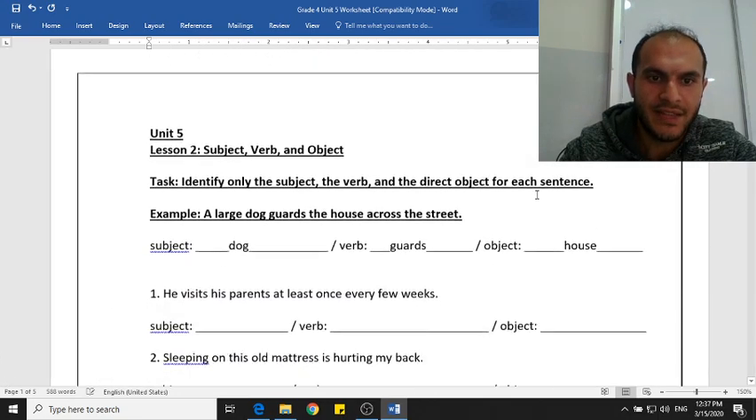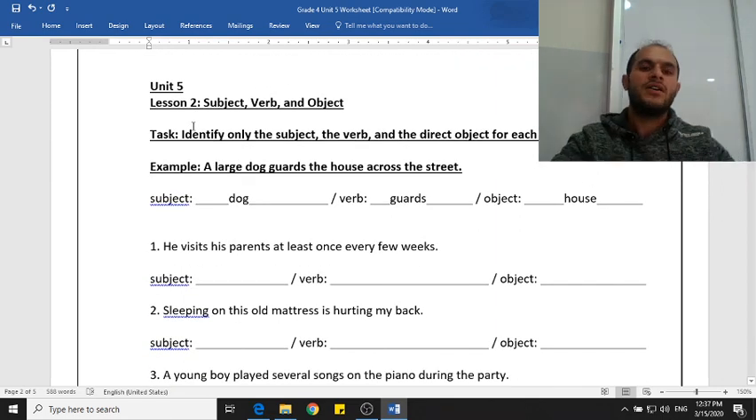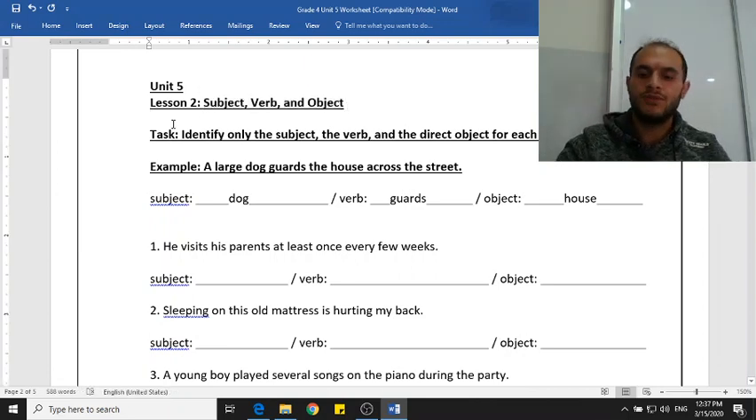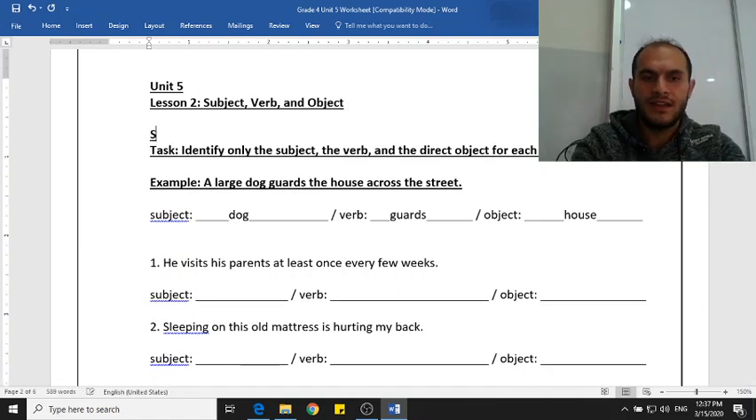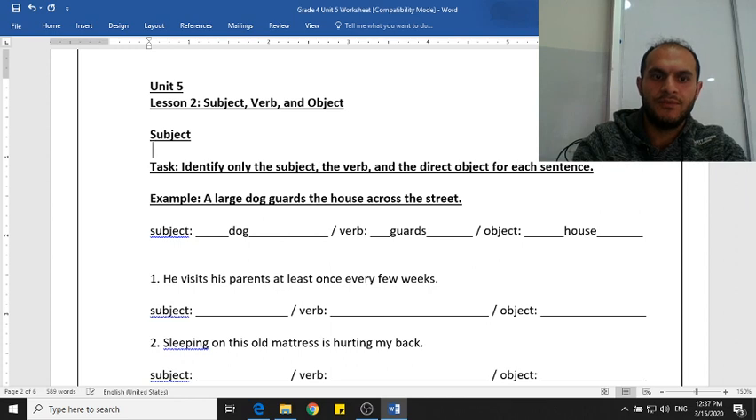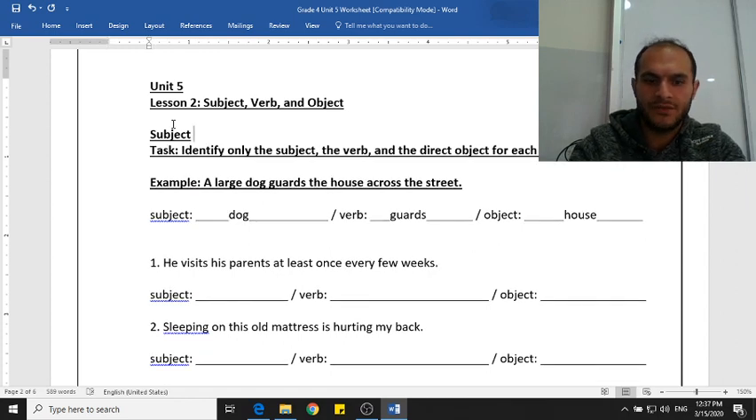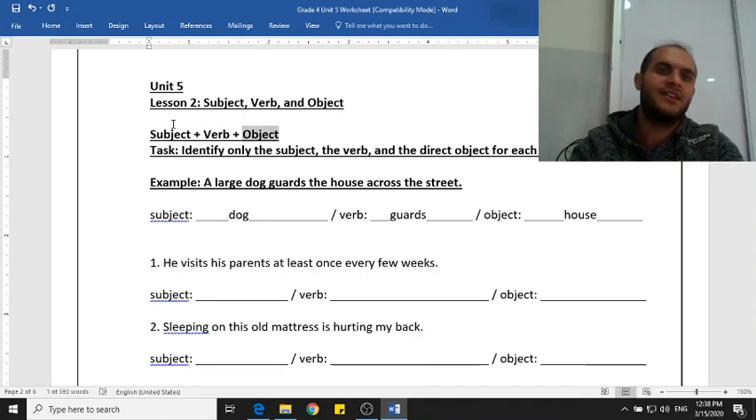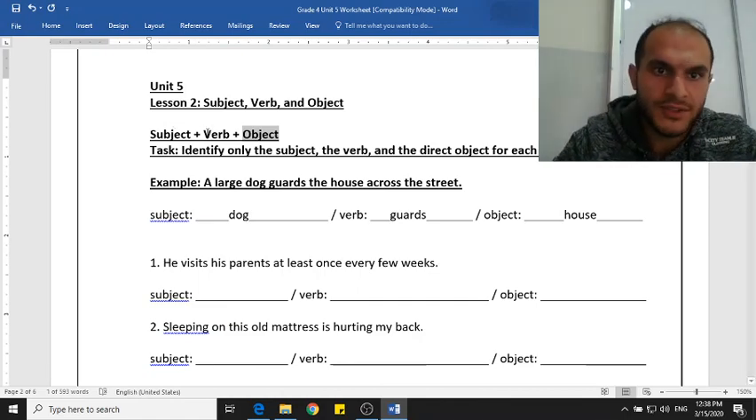Now let's move to the next exercise. In the next exercise, we learned about the structure of the sentence. We said that the English sentence usually has three parts: subject, and then we have the verb. After the subject, of course, we have a verb, and after the verb we have an object, right? So we have subject, verb, and object. All sentences must have a subject and a verb, but some sentences can have an object. Not all sentences have an object, okay?